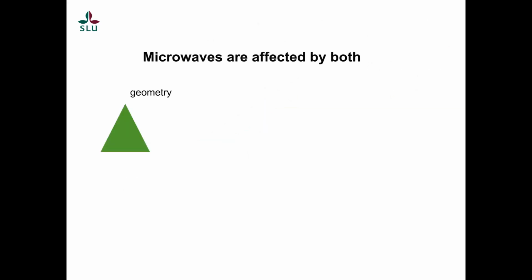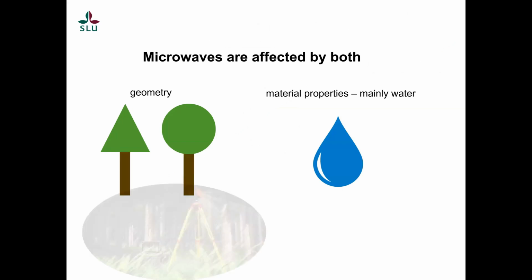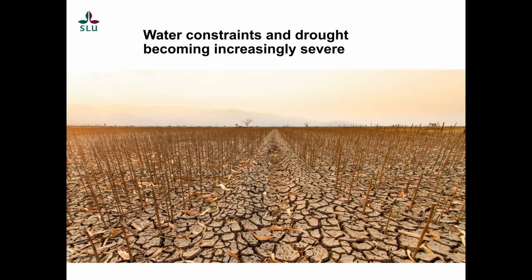So microwaves are affected by both the geometry and material properties, and mainly water. And since we have LiDARs as our gold standard for measuring the geometry, you can to a high degree say that we are actually using microwaves as a water sensor. And we know that water constraints and drought become increasingly severe. So in that sense, a lot of the radar-related and microwave-related work is about water, how to measure and quantify water.